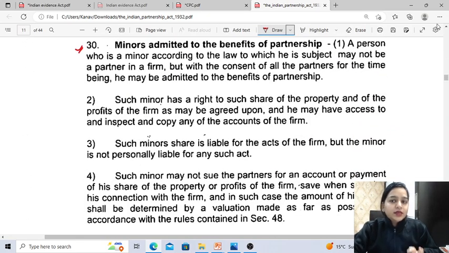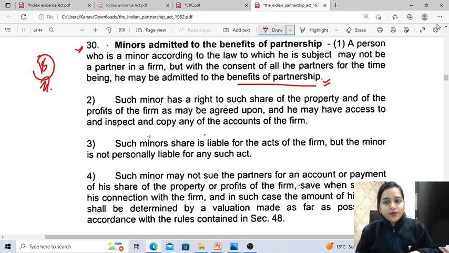See, a minor cannot be a partner. A minor cannot form a contract, because for a contract 18 years of age is required, according to the Indian Majority Act. But with the consent of all the partners for the time being, he may be admitted to the benefits of the partnership.